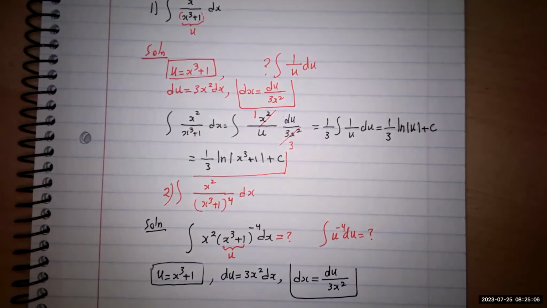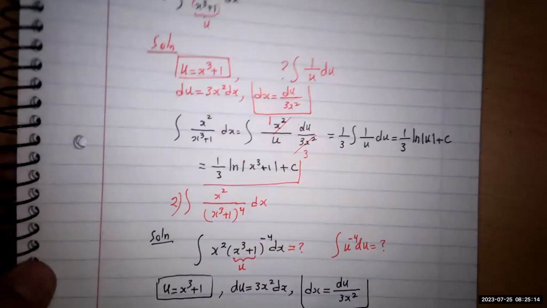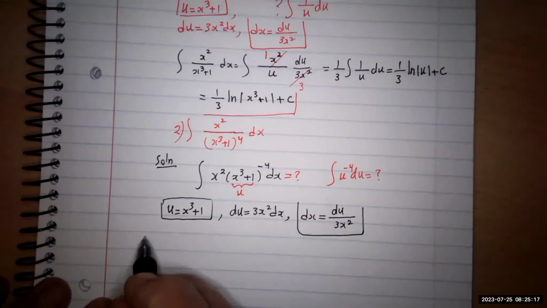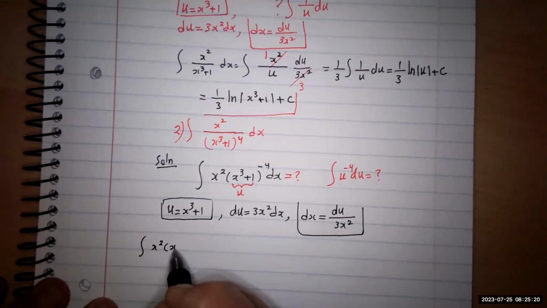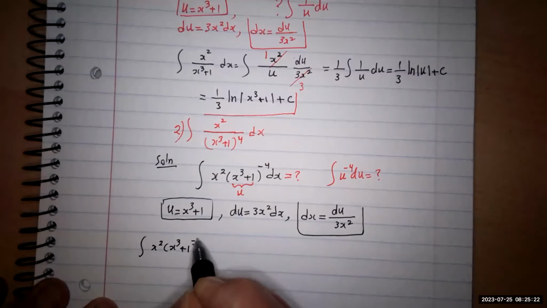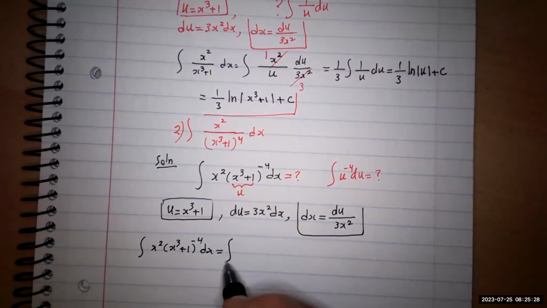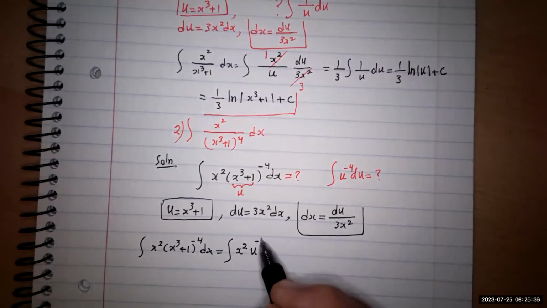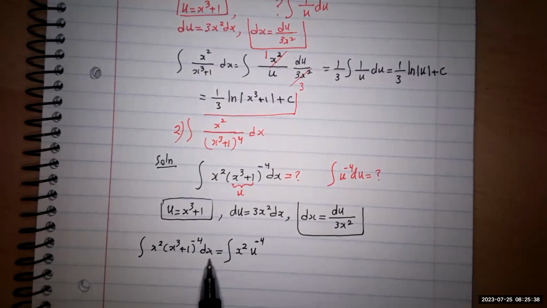Okay, so this is it. Go back and substitute. If you don't want to repeat it, you can call it I or just rewrite it. So I'm going to deal with the integral of x squared, x cubed plus 1 to the -4 dx. This is going to be equal to the integral of, there is nothing to be done with the x squared, so this is u, that gives you u to the -4, and dx. And dx is what? It is du over 3x squared.